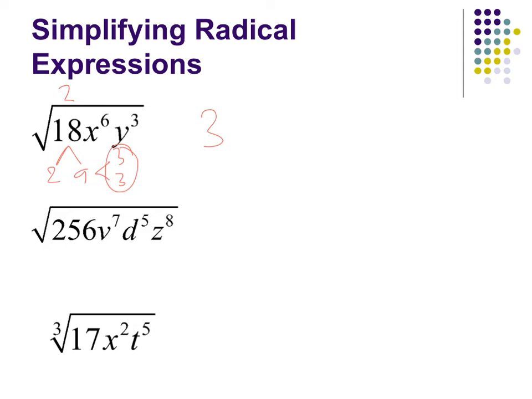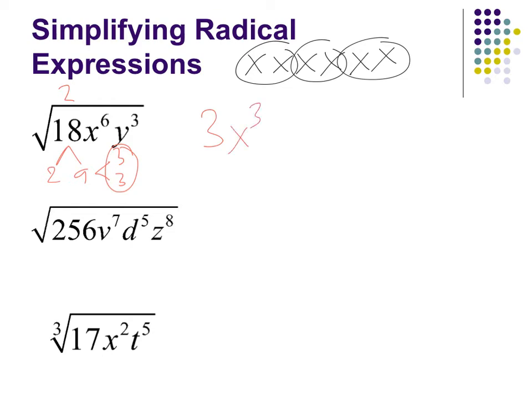Now, the next one, I'm looking at x to the 6th. Well, x to the 6th is basically like x, 6 x's. How many pairs of x's can I take out? Well, I've got 1 pair, 2 pair, 3 pairs. So x to the 3rd ends up coming out. Were there any left over? No. So I don't have anything left over in the root for that one. I still just have this 2 that'll be left in the radical, in the root.